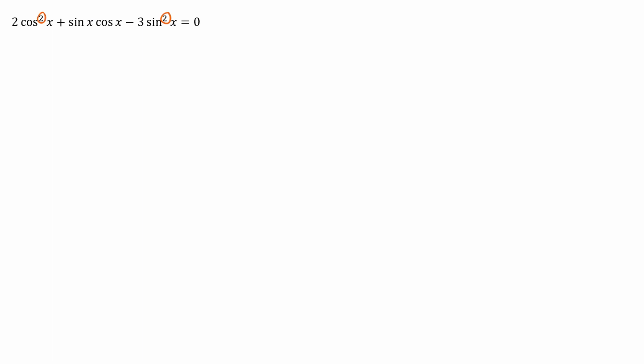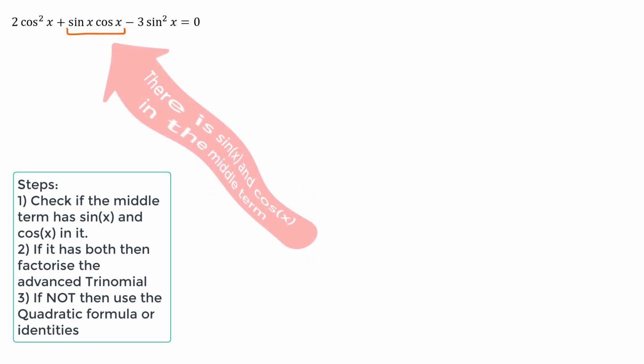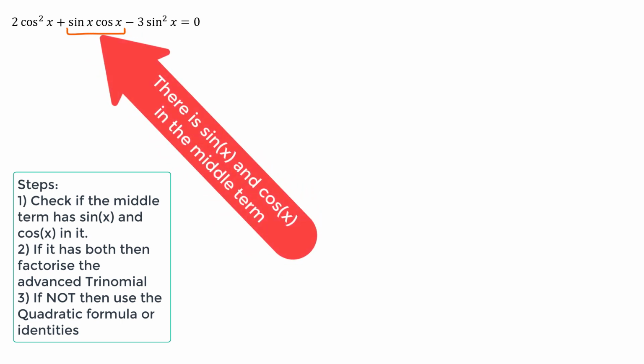Now, the way that you would often figure out if you needed to use this particular method is by looking at the central term and asking yourself, does it have a sine and a cos in it? And what you'll notice is that if you've got that central term and you've got a sine and a cos that isn't squared, then you will have to factorize it as a trinomial.